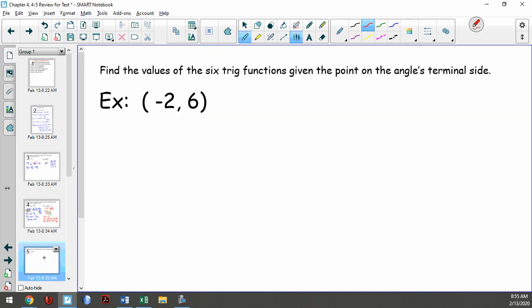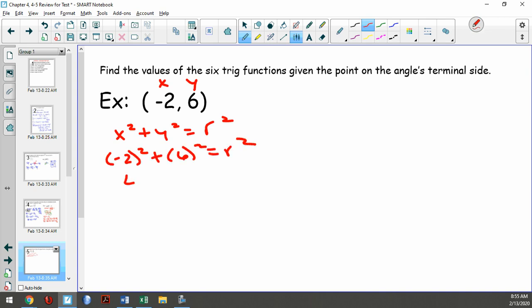Okay, then the next thing is I'm going to give you an ordered pair, and I want you to find the 6 trig functions. So this is x and this is y. And remember, we're utilizing this right here. So this is -2 squared plus 6 squared is equal to r squared. So 4 plus 36 is equal to r squared. 40 is equal to r squared. Take the square root. What do we all know about r?